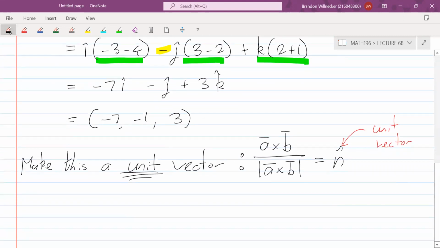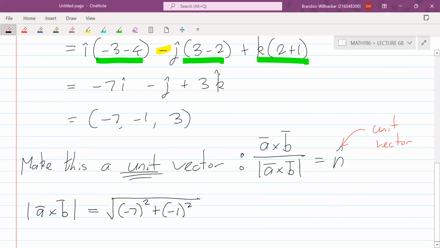Let's find the length of this vector. The magnitude, or length, or norm of A cross B, however you want to say it, is going to be the square root of the first component squared plus the second component squared plus the third component squared. That's going to be 49 plus 1, that's 50, plus 9, so that's 59, root 59. So we've got the length of the vector. If we take the vector and divide each component by the length of the vector, then the new length will be 1.